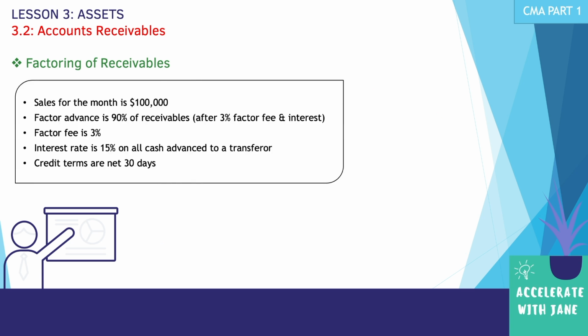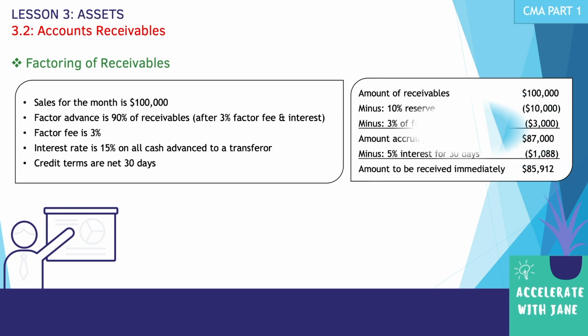So the problem goes: sales for the month is 100,000 US dollars. The factor advance is 90% of receivables, which is after 3% of factor fee and interest. And the third point, factor fee is 3%. And the fourth point, interest rate is 15% on all cash advance to a transferor. And then credit terms are 30 days. So how do we compute this? Let's analyze each point.